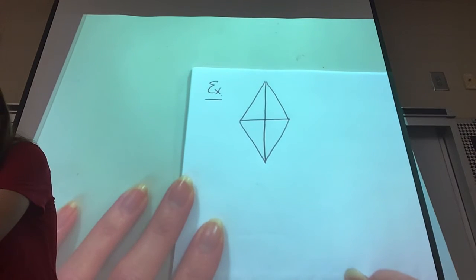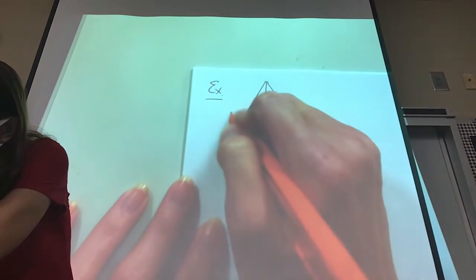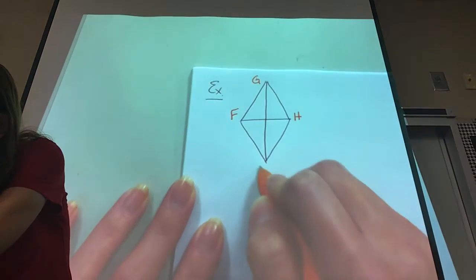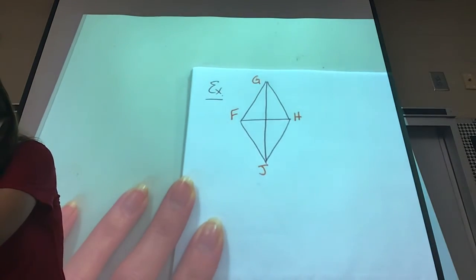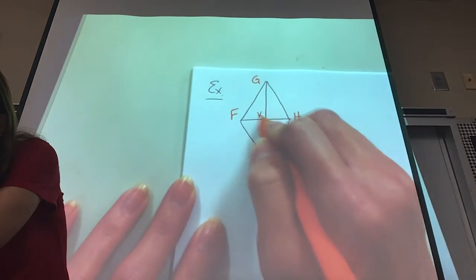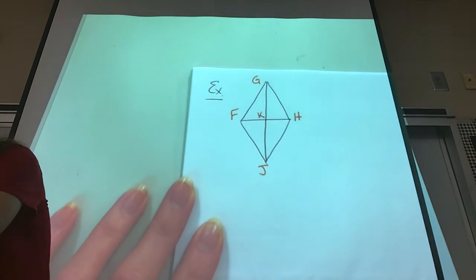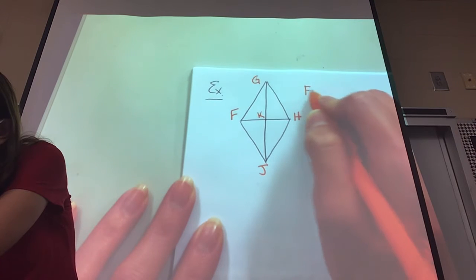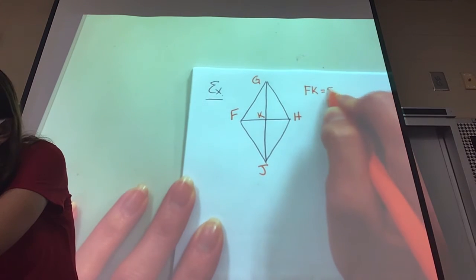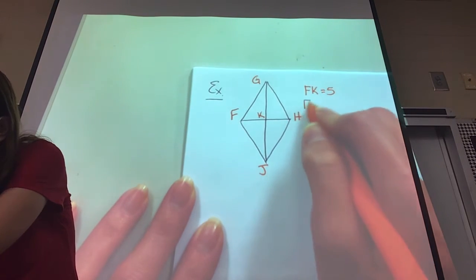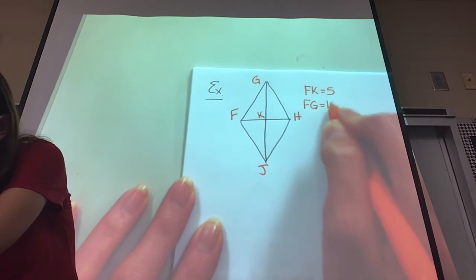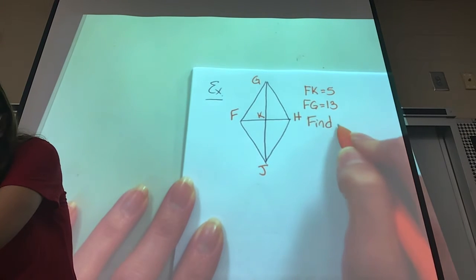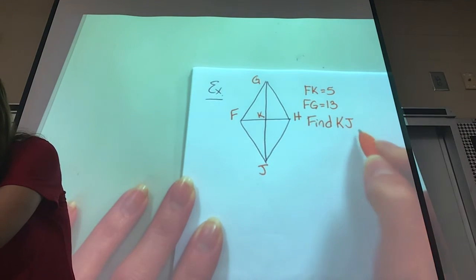So this one is labeled the exact same way again. So it is F, G, H, J, and K is in the middle here. Now all they're going to tell you is that FK is 5 and that FG is 13. They want you to find KJ.